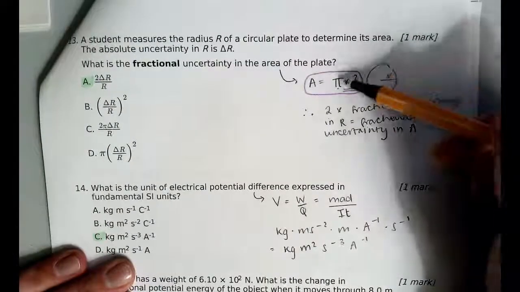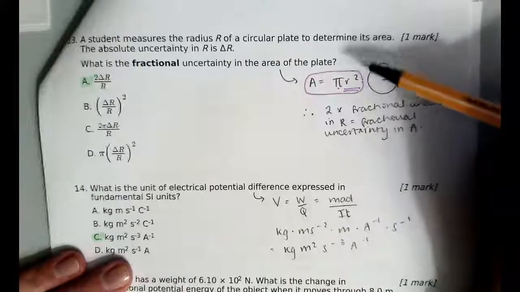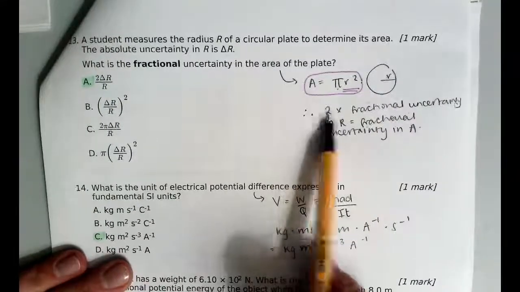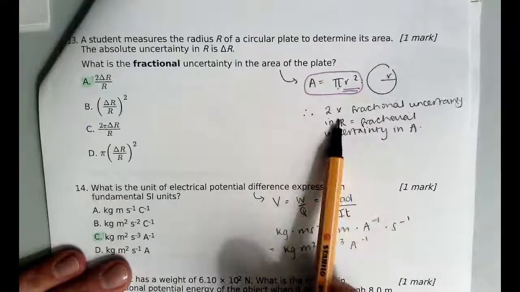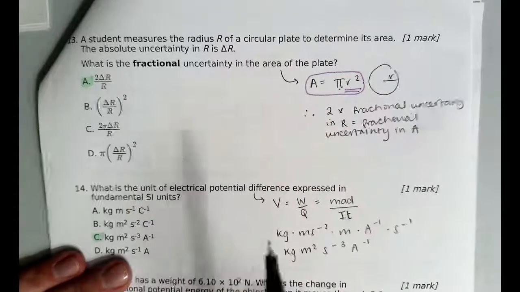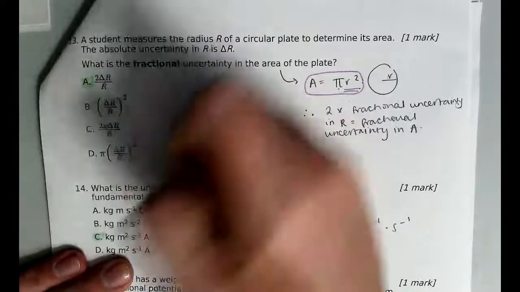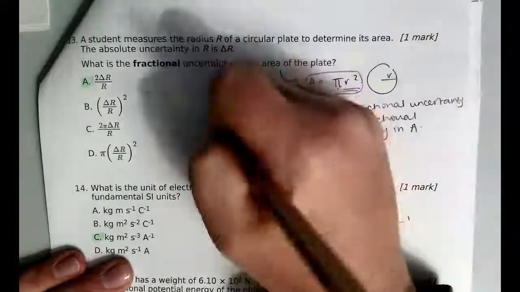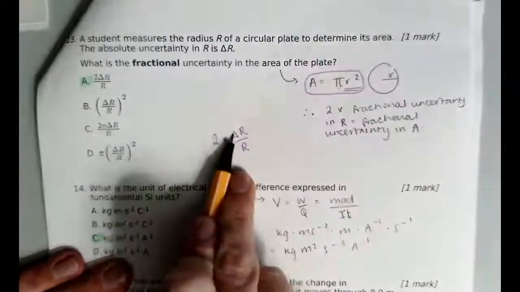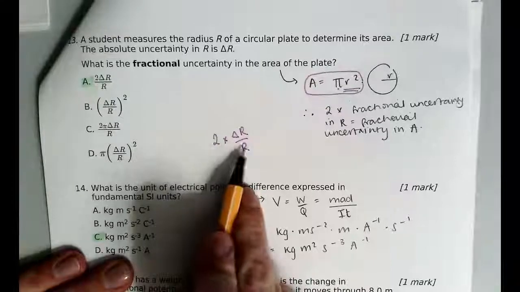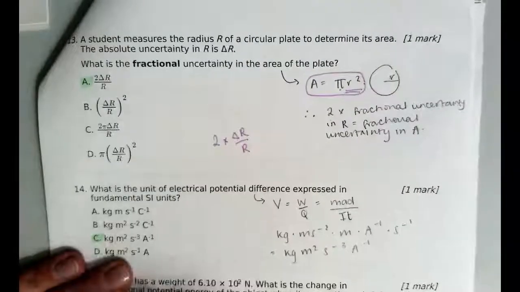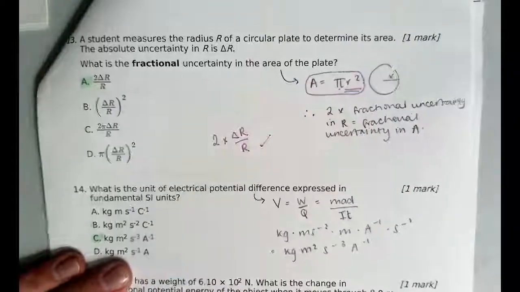If we raise r to a power, we need to multiply the fractional uncertainty by that power. So we've got two lots of the fractional uncertainty in r will give me the fractional uncertainty in A. Okay, so therefore I must have two lots of delta r over r. That's the absolute uncertainty in r, that's the value of r. The ratio of the two is the fractional uncertainty, so I know I just choose A.